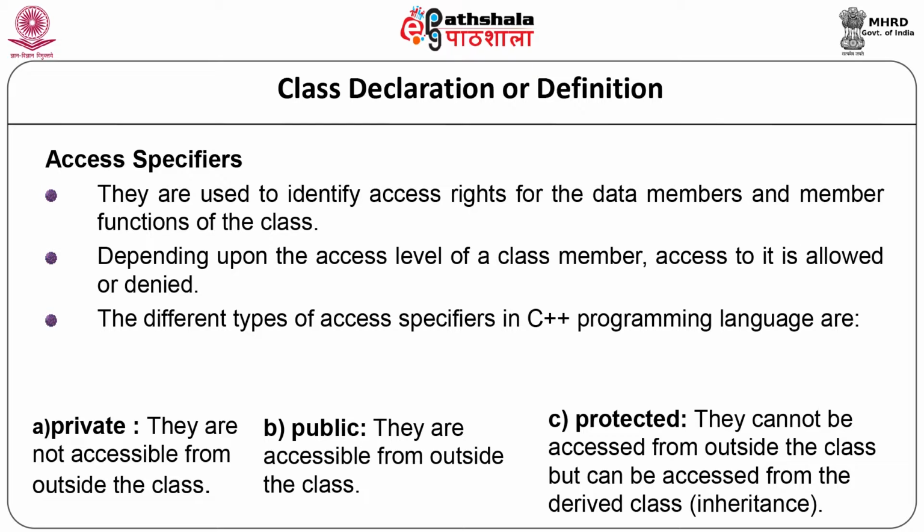Now here in this particular class atom, we have declared two data members, number and cost, which are private, and we have declared two member functions, getdata and putdata, which are public in nature.